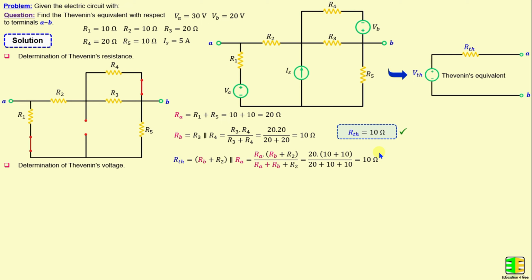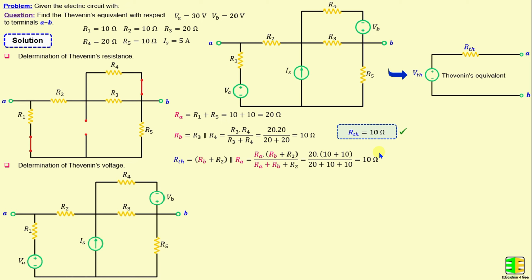The Thevenin voltage is basically the open circuit voltage calculated between terminals A and B. To find the open circuit voltage VOC, I will apply the nodal analysis method. But first I will consider I1 is the current through the resistor R1, I2 is the current through the resistor R2, I3 is the current through the resistor R3, I4 is the current through the resistor R4, and I5 is the current through the resistor R5.